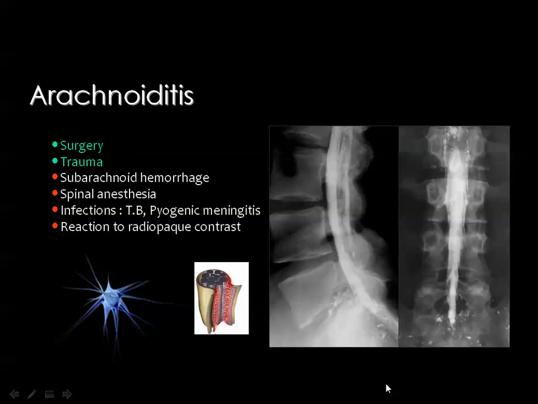Then we came to arachnoiditis, and arachnoiditis means inflammation of the arachnoid membrane. There are a lot of causes, but surgery and trauma are usually the two main etiologies for this arachnoiditis. If the arachnoid membrane is inflamed, this will result in adhesion between the cauda equina nerve roots, and the nerve roots will get adherent together, or they will get adherent to the inner aspect of the wall of the thecal sac.